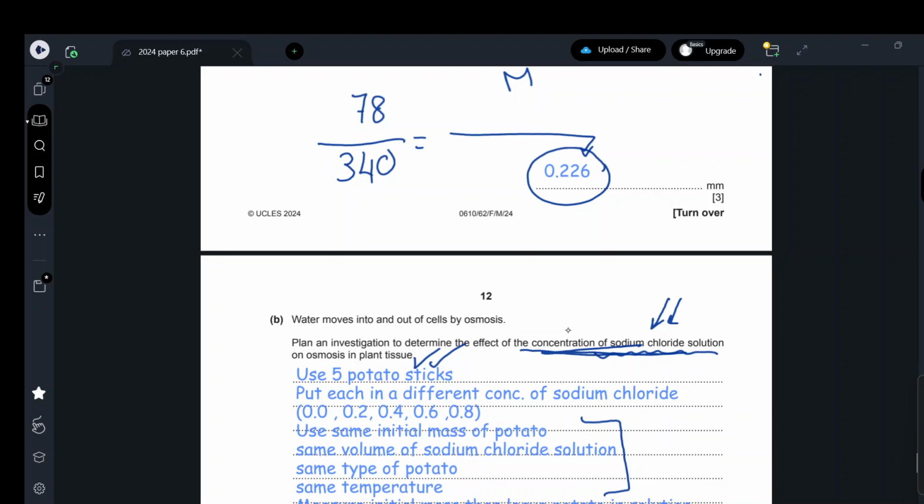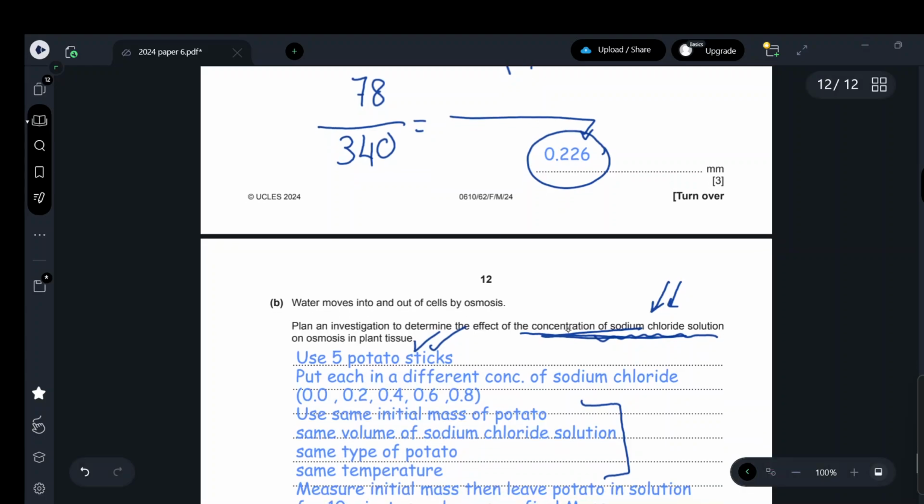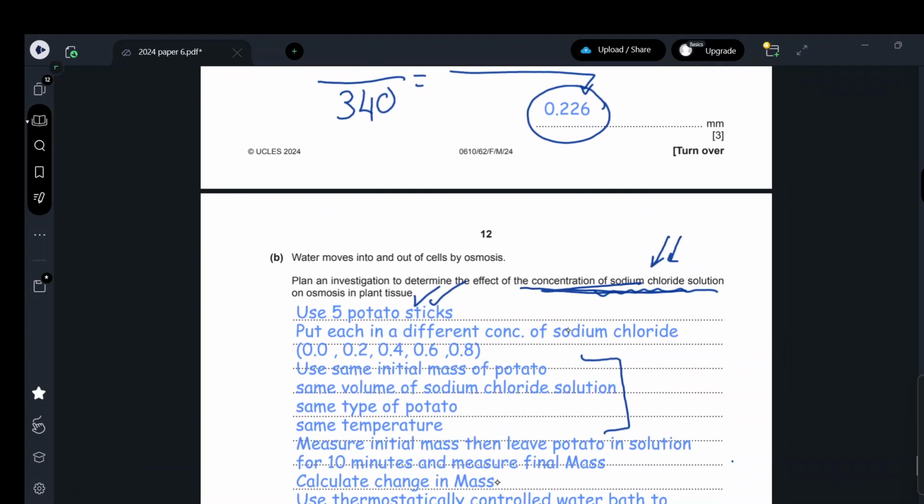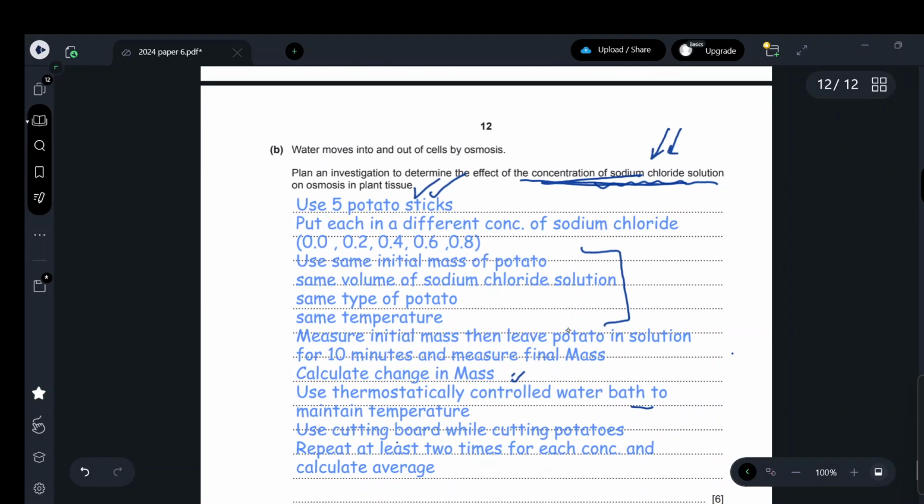And then, what are you going to measure at the end? What are your results? Measure the final mass. You measure the initial mass, leave the potatoes in the sodium chloride solution for 10 minutes, and then measure the final mass. Calculate the change in mass. Use thermostatically controlled water bath to maintain the temperature. Use a cutting board while cutting the potatoes. This is my safety precaution. Repeat at least 2 times and calculate an average.